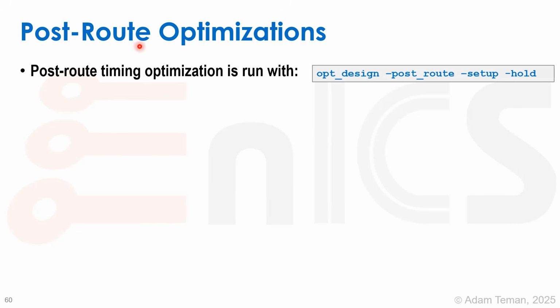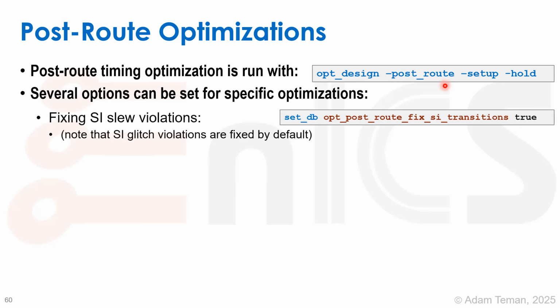So after routing, we are going to run some post-routing timing optimization, and that's run with opt-design -post-route -setup -hold. So that's going to do concurrent setup and hold timing optimizations, which are already run inside the route-opt-design command, but we can run it again depending on what we want to do. But there are also several options that we can optimize for specifically after routing.